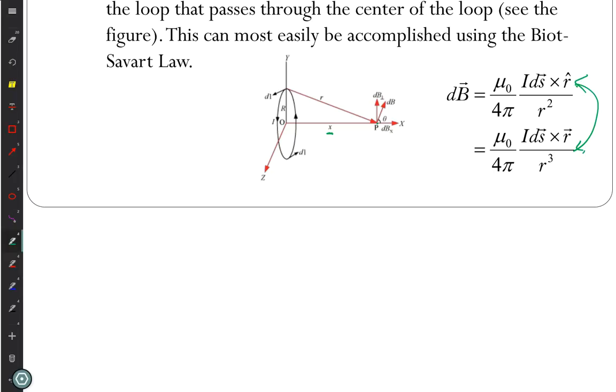Towards you, right. Because just like before when we learned that the magnetic force is IL cross B, the direction of L was the direction I was traveling. So it's going to be coming out. And so when I have ds cross r, what direction is that going to be?